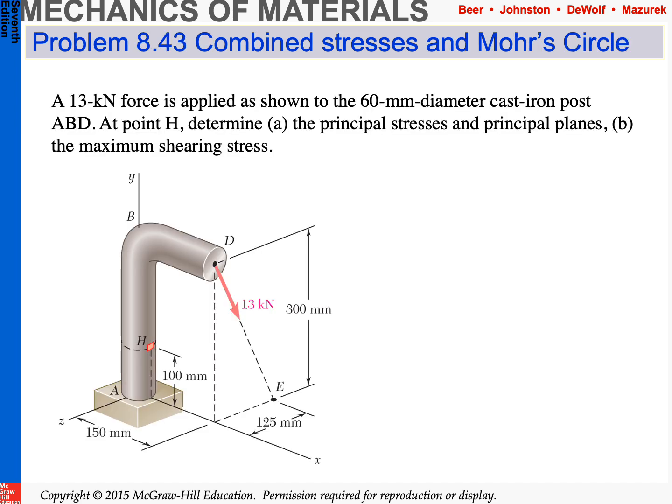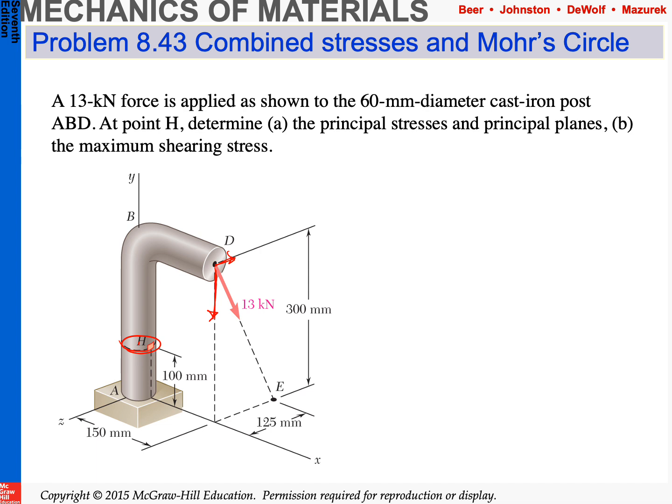We have an example problem here, problem 8.43. You have this element here, this cast iron post that has a load at point D at the tip of this particular element. It's located at some direction. So the first thing to do, we eventually want to move the load to the centroid of the cross section where we're looking. But before that, we can take this load into components. This is the easiest way.